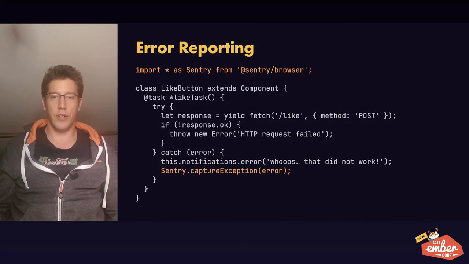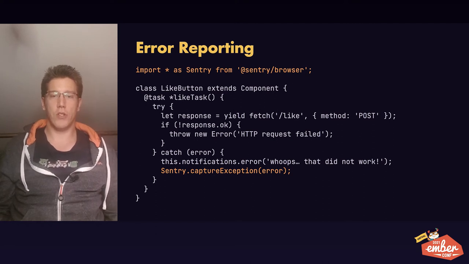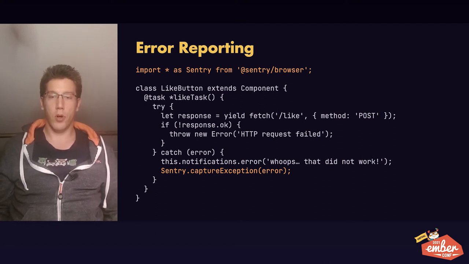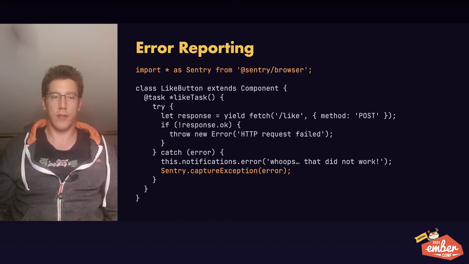Let's look at how to use it. By default, all uncaught errors and promise rejections will automatically be sent to Sentry. But we can explicitly send errors to Sentry too. We first import the @sentry/browser package, and then we call the capture exception function and pass in an error object.